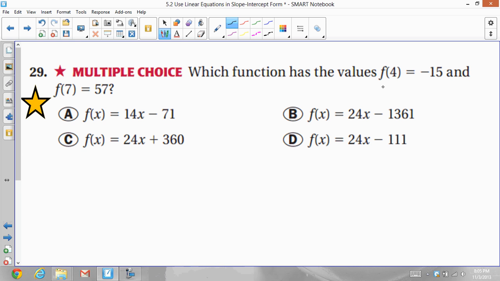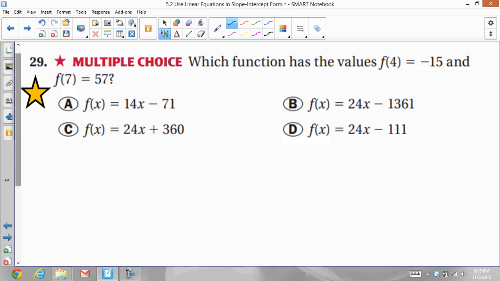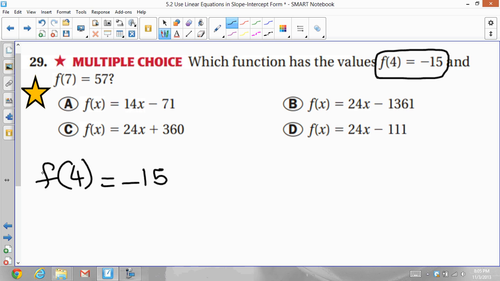Which function has the values f of 4 equals -15 and f of 7 equals 57? Now, this is still the x and the y we are talking about. So let's take the first one. F of 4 equals -15. Now, this is a function. So basically, remember your f of x is nothing but your y. So y is just called by another name, which is your f of x. So what I'm going to write is, this is my x and this is my y. If you need a simple tip, you can just cover this f and pretend it is not there and take this as your x value and take this as your y value. So the point you're going to get is 4, -15.